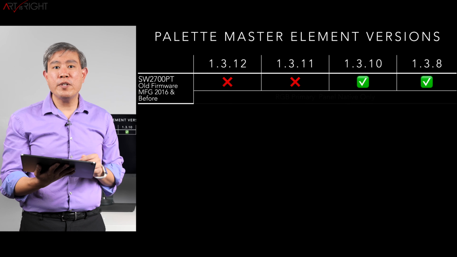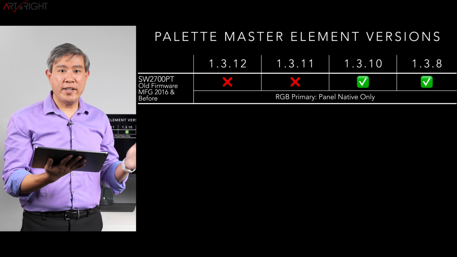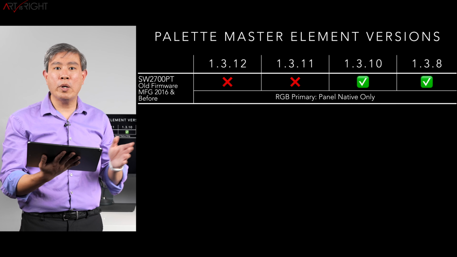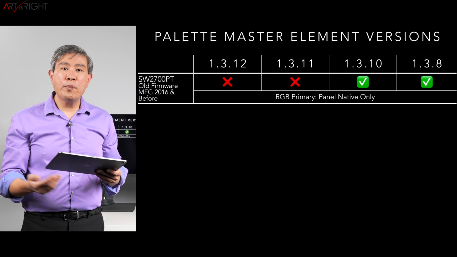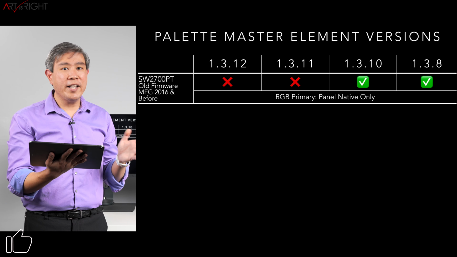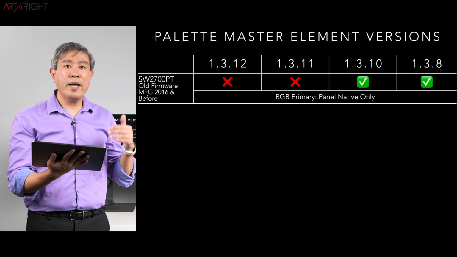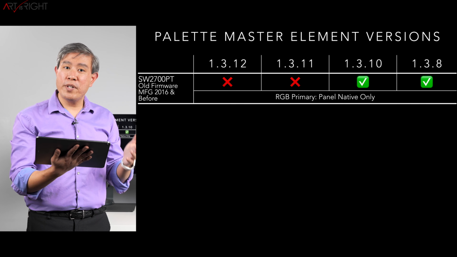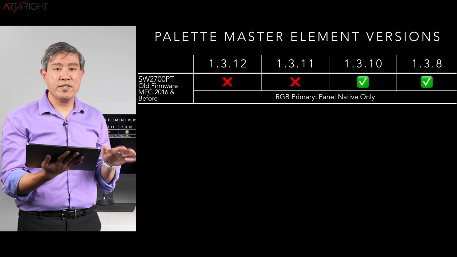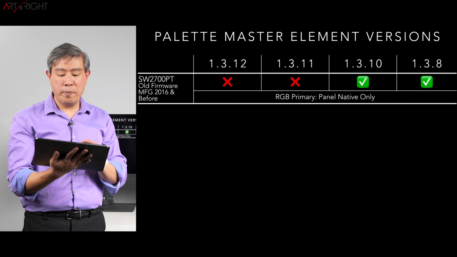Starting out with the SW2700PT, if you're running on the one with the old firmware, manufacture date 2016 and before, 1.3.12 is not compatible, very similar to 1.3.11. 1.3.10 and 0.8 are both compatible, and what you have to do is, again, you can only calibrate this using panel native. So if you're running on a Macintosh system and you have the SW2700PT with the old firmware, I highly recommend that you stick with the current operating system for the time being. Don't update to Big Sur yet, just because it's not yet compatible with Big Sur.